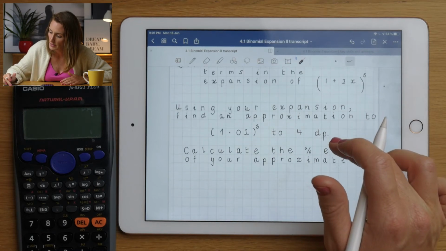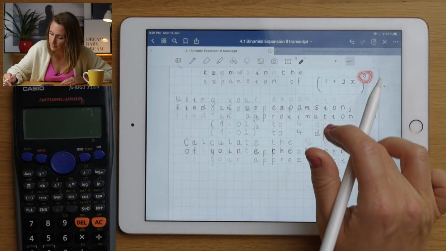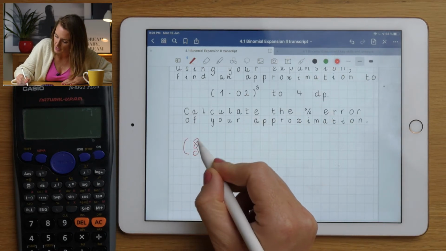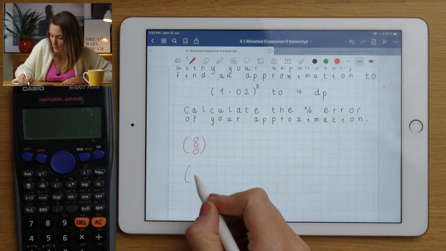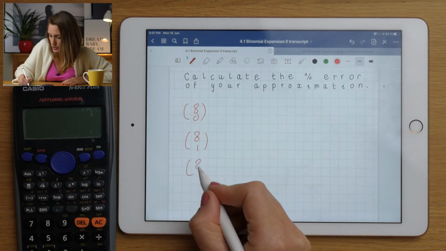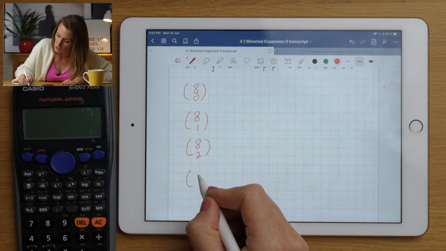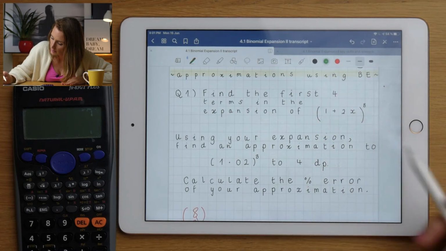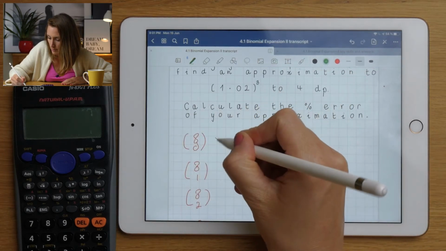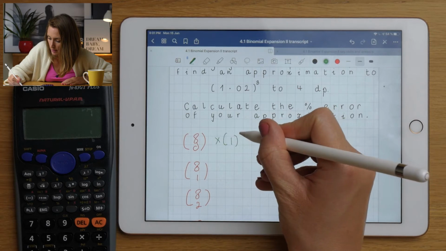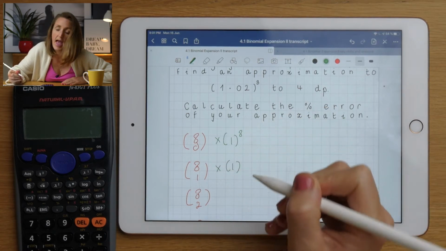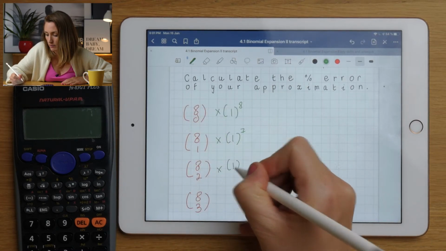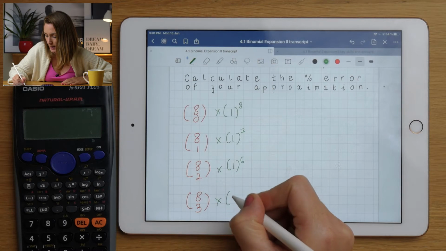So I would set it up like this. I've got (1 + 2x) power 8. So the first column, I would start 8 on 0. So 8 choose 0, I need 4: 8 choose 1, 8 choose 2, and 8 choose 3. The second column is going to be my 1. Now remember, 1's actually not going to be important because 1 with any power is always 1. You need to remember that for later on.